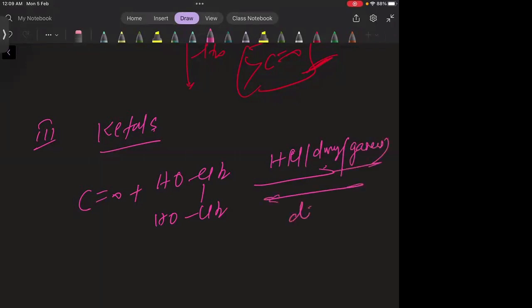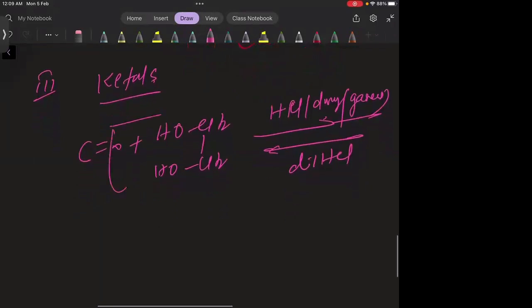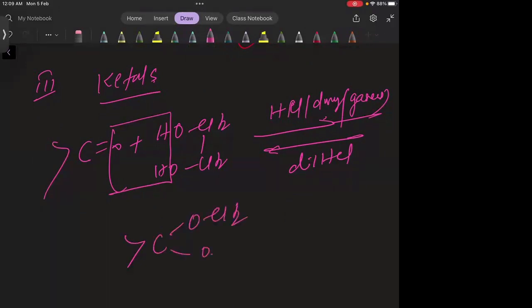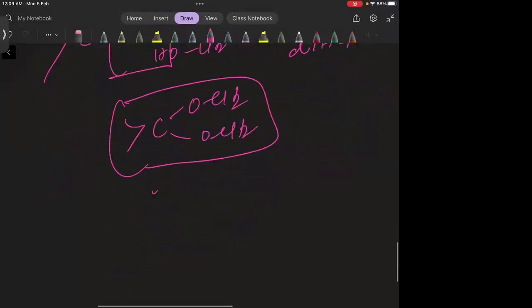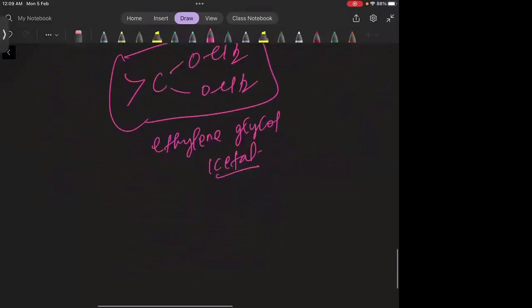And when we take dilute HCl, that will convert back, it is reversible. So the water is removed here, and the carbonyl compound, C(OCH2)(OCH2), will form. That is called ethylene glycol ketal. Ethylene glycol ketals will form.